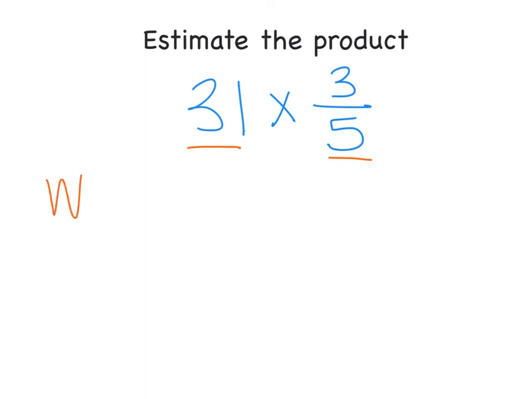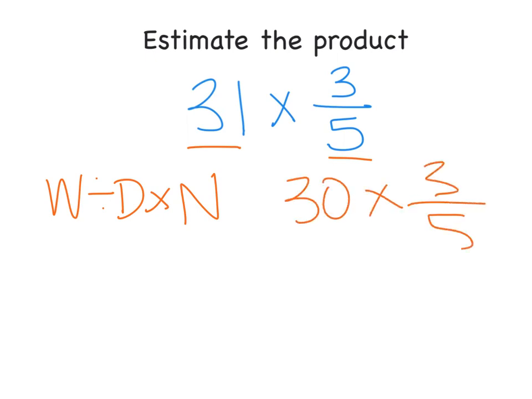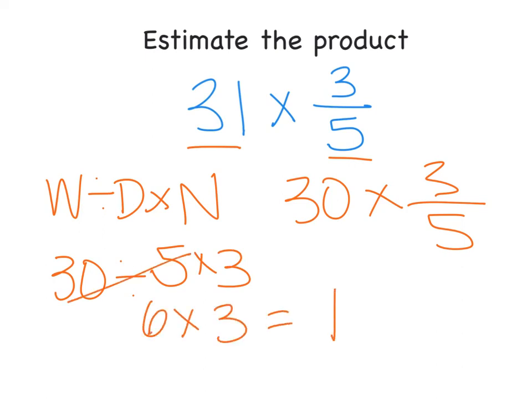Remember, we're going to do our whole number divided by our denominator times our numerator. If my whole number is 31 and my denominator is 5, those two don't go together well. 31 is not evenly divisible by 5. But I do know that 30 is evenly divisible by 5. So I'm going to change this to 30 times 3/5. Now I have 30 divided by my denominator, 5, times my numerator, 3. 30 divided by 5 is 6, times 3 is 18. That would be a good estimate for this problem.